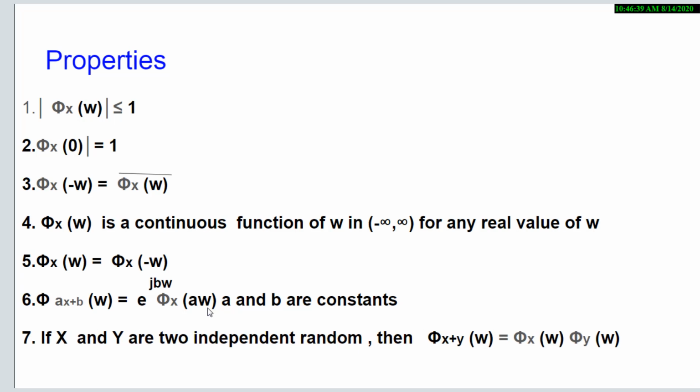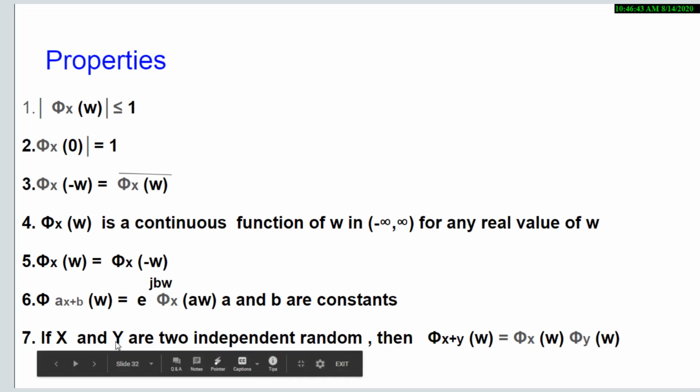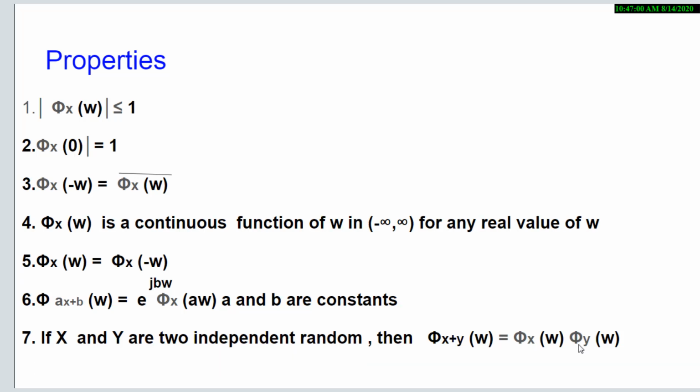Next it says about how two variables can be independent. If we consider X and Y are two independent random variables, then phi_(X+Y)(omega) is nothing but phi_X(omega) into phi_Y(omega). The sum can be written in terms of the product form for the case of characteristics functions also.